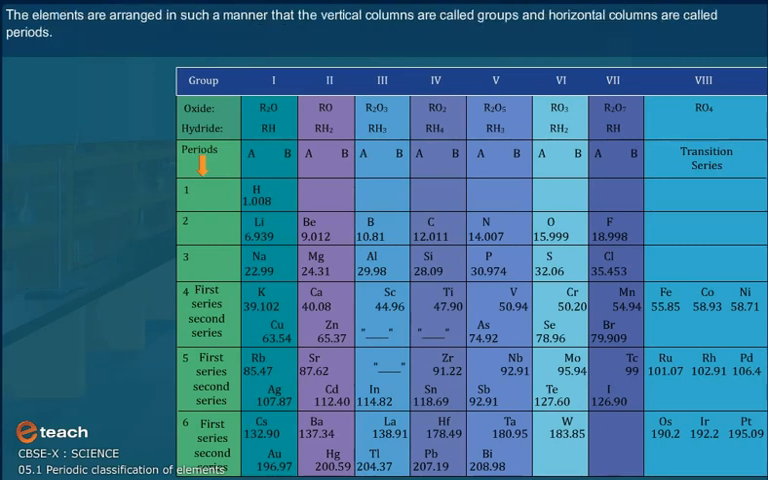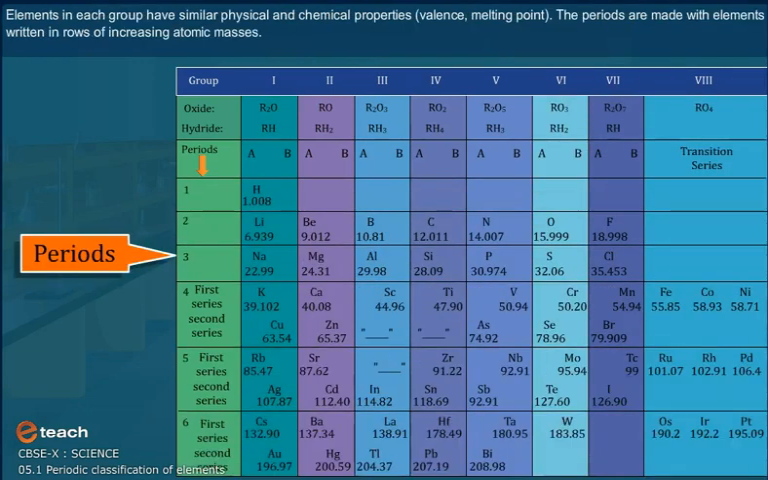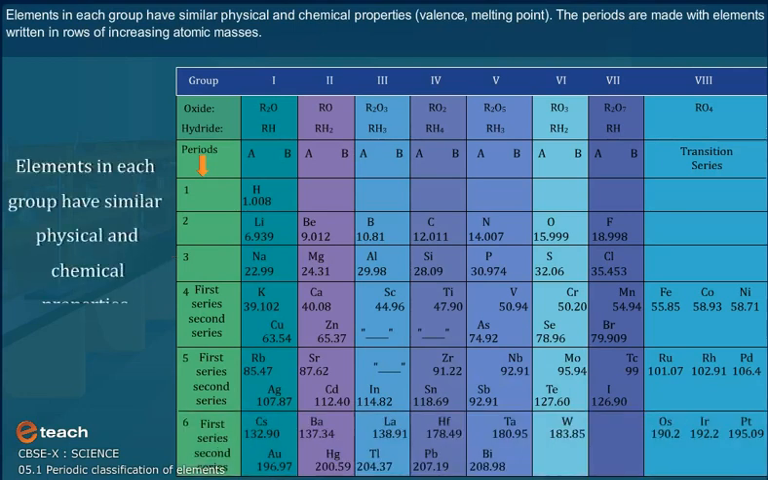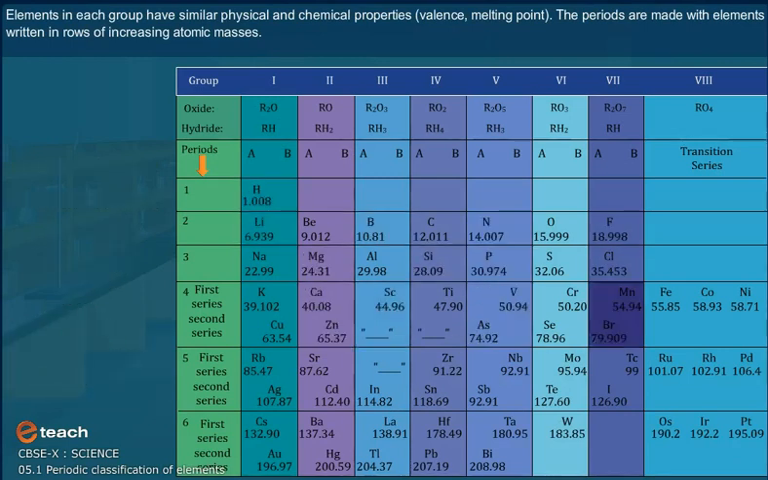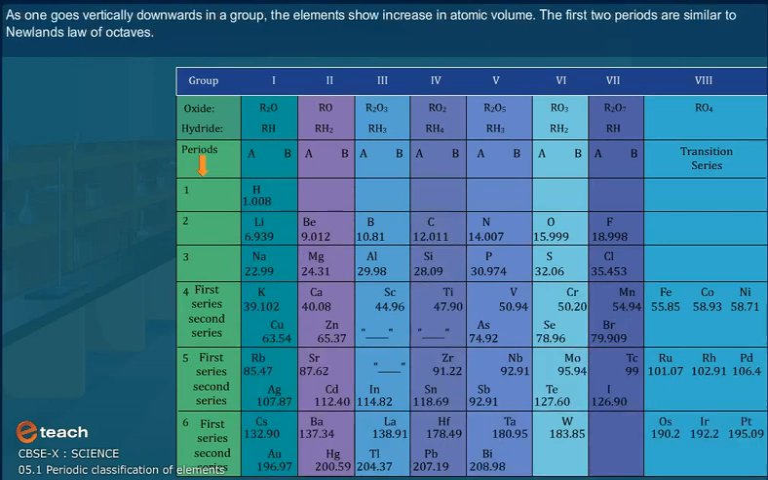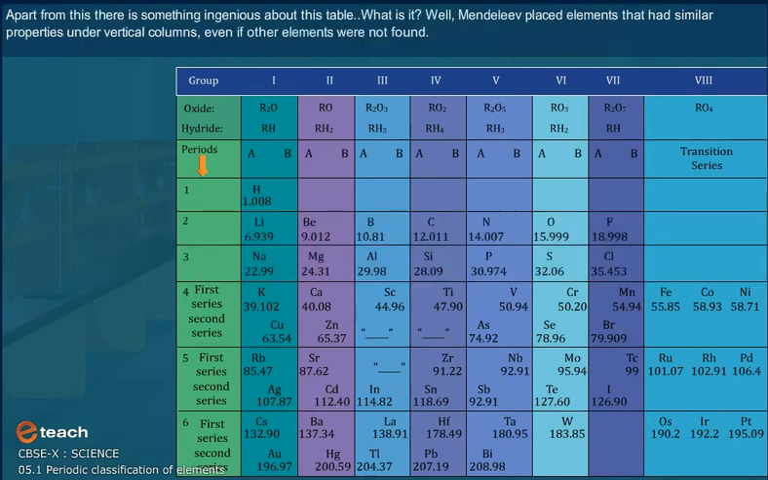The elements are arranged in such a manner that the vertical columns are called groups and the horizontal rows are called periods. Elements in each group have similar physical and chemical properties like valency and melting point. The periods are made with elements written in rows of increasing atomic masses. As one goes vertically downwards in a group, the elements show an increase in atomic volume. The first two periods are similar to Newlands' law of octaves.